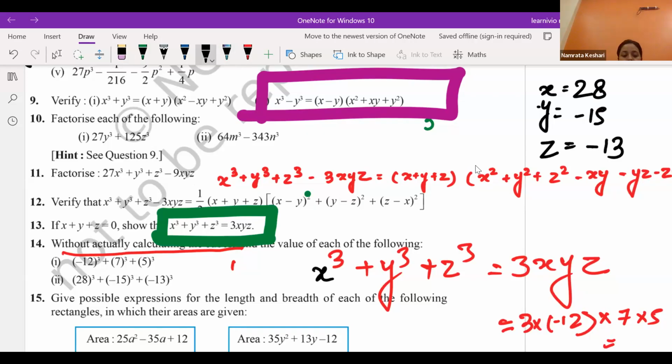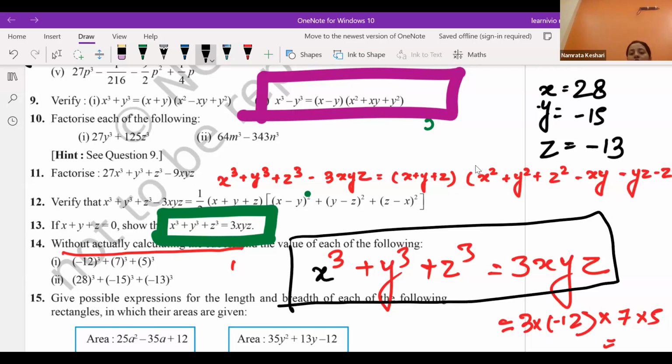Is it again 0? Yes, ma'am. If it is again 0, then this new version of the same formula you can use. That means for finding x cube plus y cube plus z cube, you can just do 3 into x into y into z. So your x is 28, your y is minus 15, your z is minus 13.